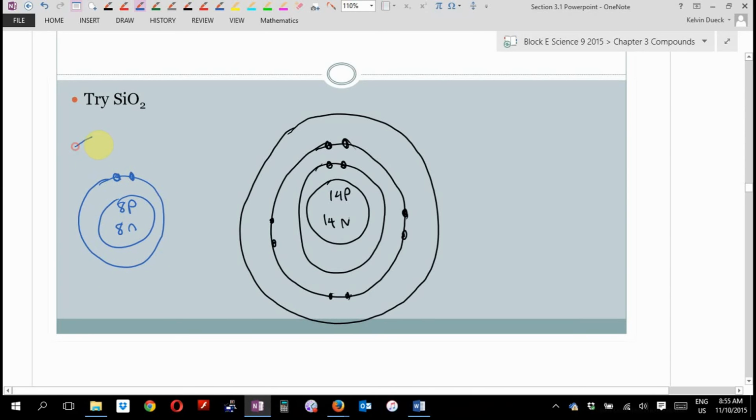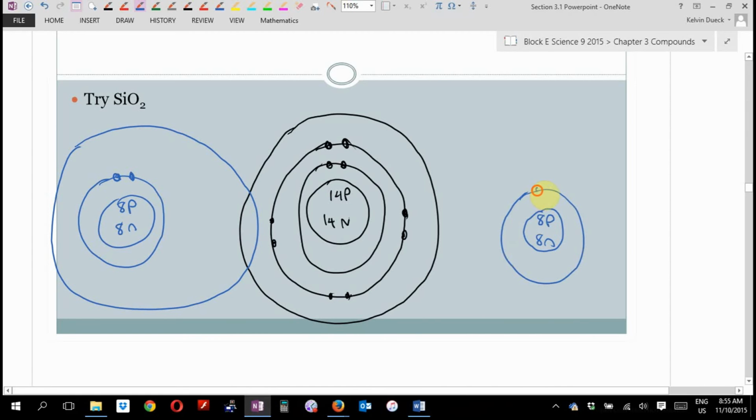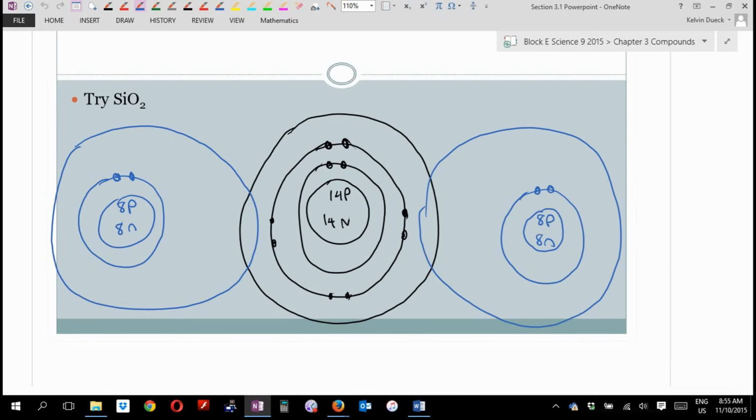So now, here's what I'm going to do. Okay. Like that. And over here, I'm going to do another little oxygen. 2. Alrighty. Let's see how this works here. How many electrons does oxygen have in its outer shell? In its valence shell? I don't think it has 6. Okay. 6. So I think I'm going to go like this. 1, 2, 3, 4.